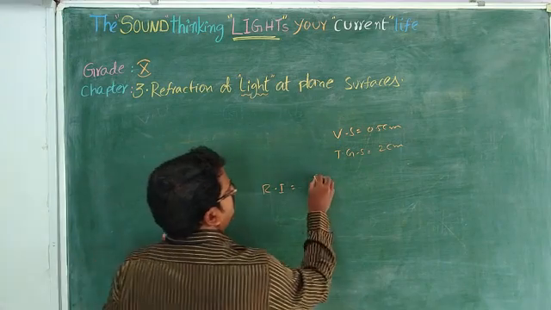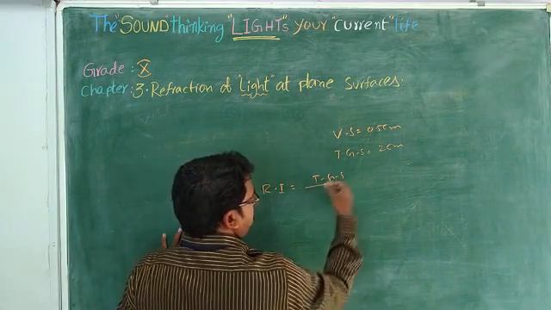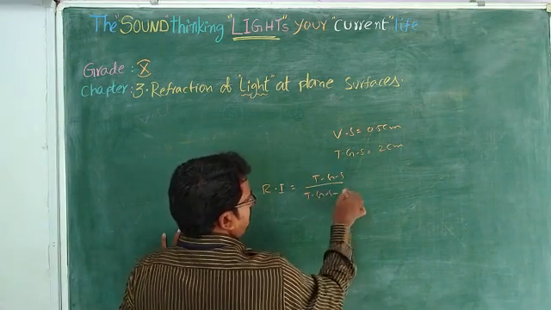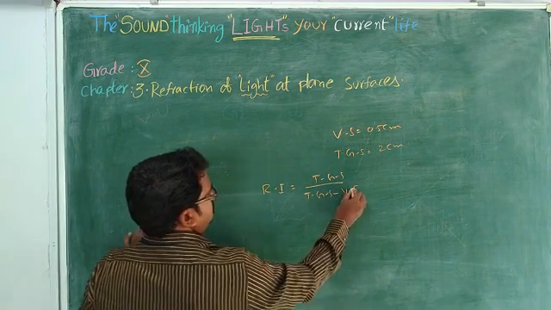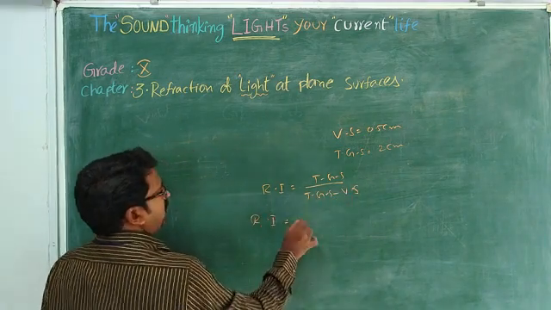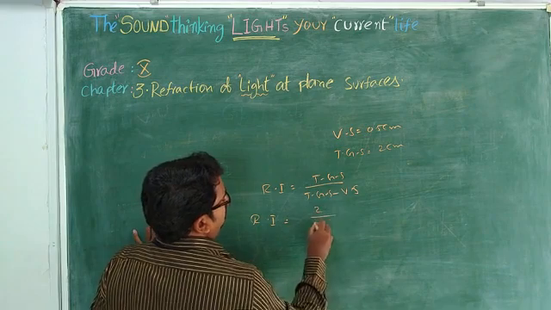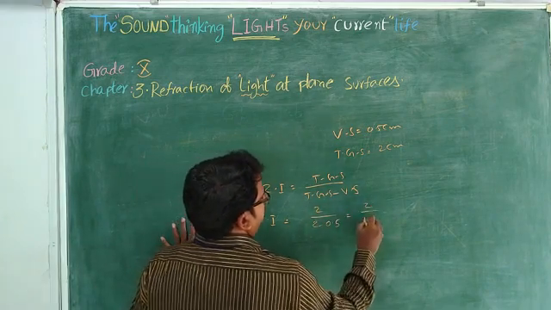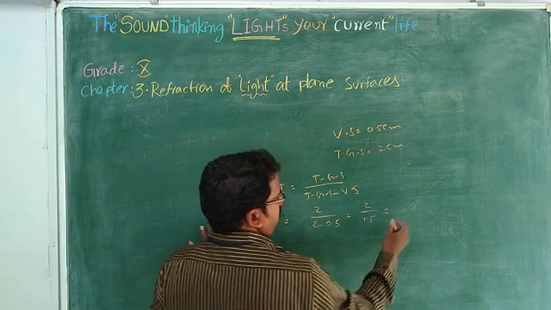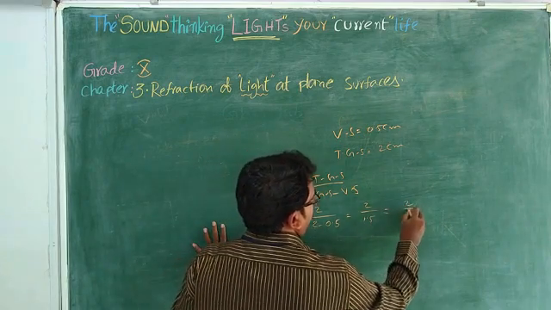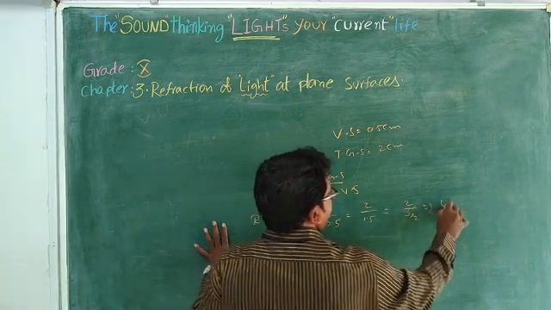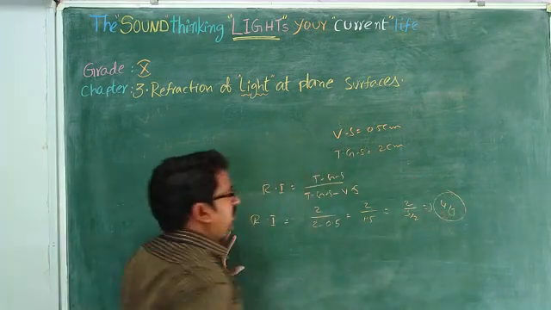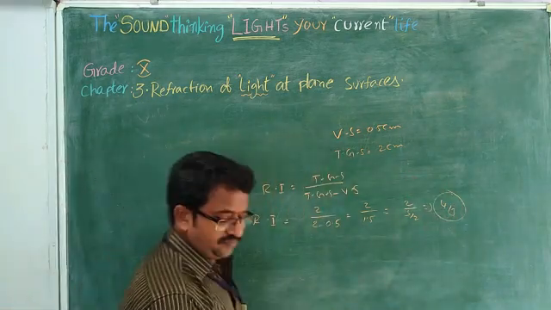What is the formula? Refractive index is equal to the thickness of the glass slab divided by the thickness of the glass slab minus the vertical shift. Simply substitute those values. Refractive index is equal to 2 by 2 minus 0.5. It is nothing but 2 by 1.5. How can we write this? 2 by 3 by 2, which can be written as 4 by 3. Like that you can find it.